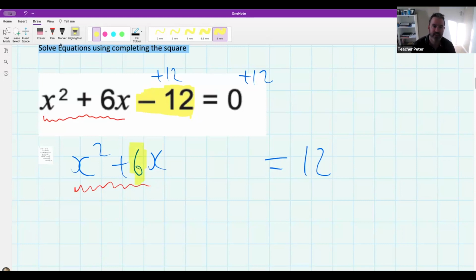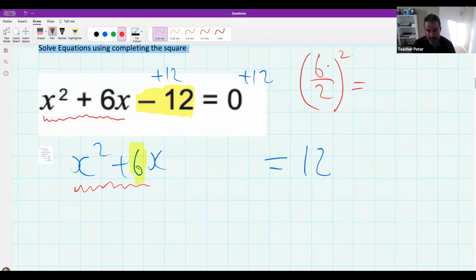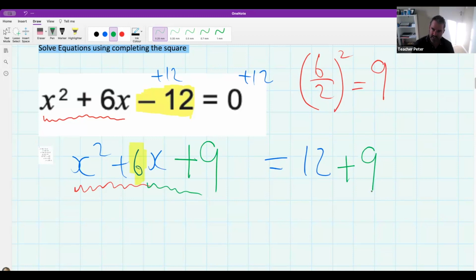So the process is to look at the 6 and divide it by 2, and then you square that. 6 over 2 is 3. 3 squared is 9. And now I'm going to add 9 here to complete the square with this trinomial. But in the land of equations, we're not going to add 9 and take it away again. What we're going to do is add 9 to both sides so that both sides stay equal. Give me a thumbs up if you followed that.